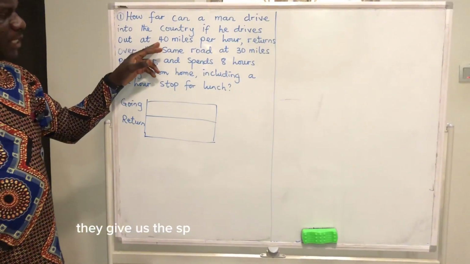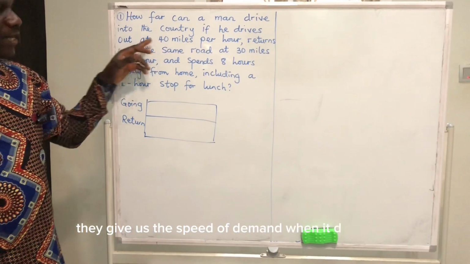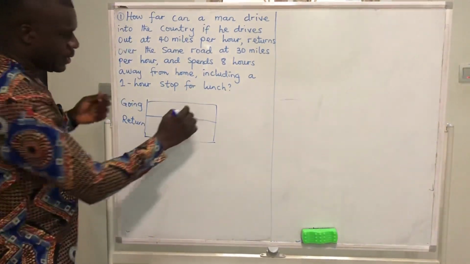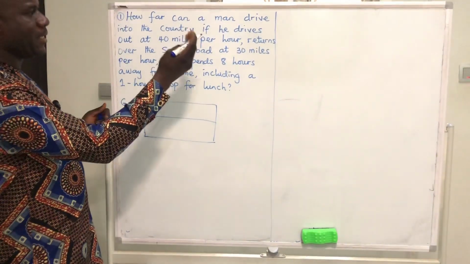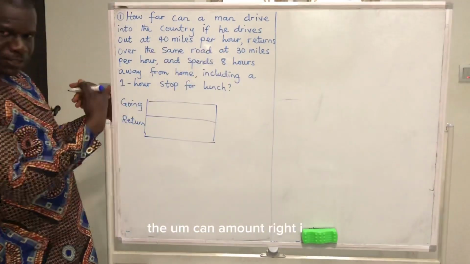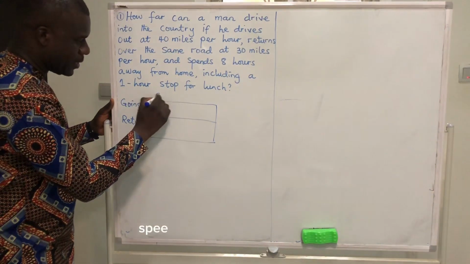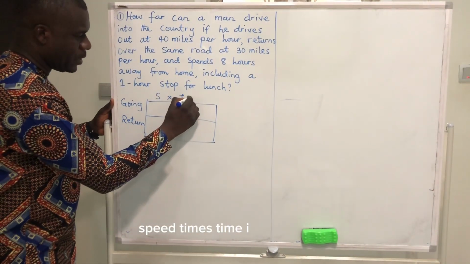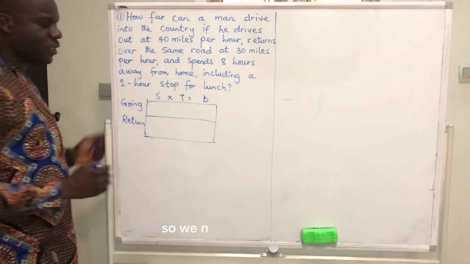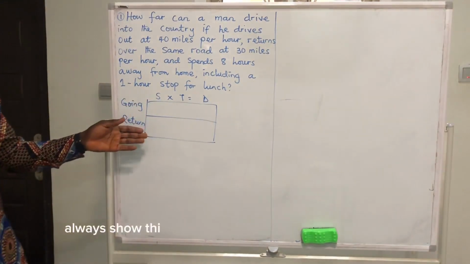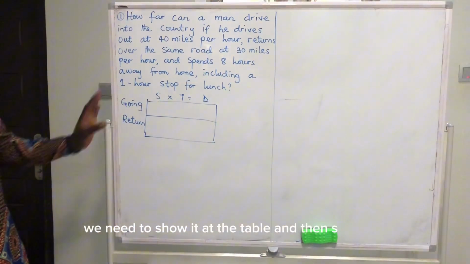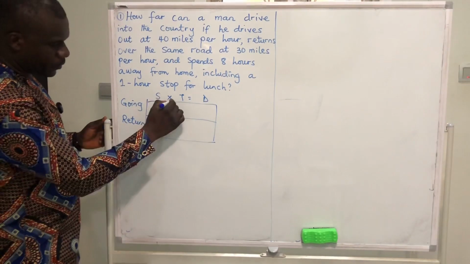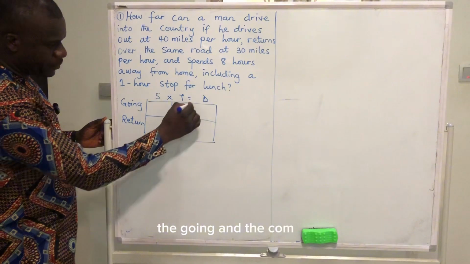They give us the speed of the man when he drives out, but they want us to find how far a distance the man can drive into the country. Speed times time is equal to distance. Always show this: speed times time will give you distance. We need to show it in the table for the going and the coming.